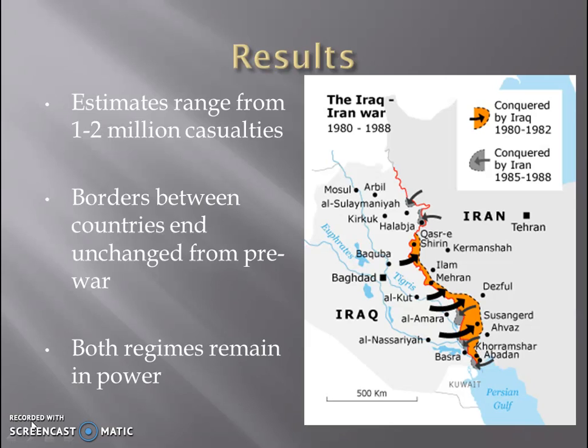And like I said, not a whole lot of land changed hands to begin with, and at the end, it's right back to where it began. Both sides were determined to topple each other's regimes, but were unable to do so. If anything, both sides had further credibility in the end rather than less.